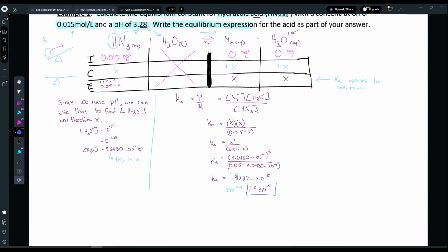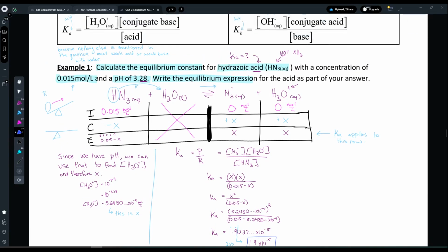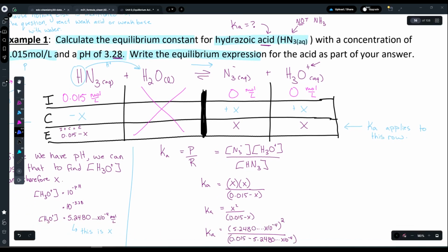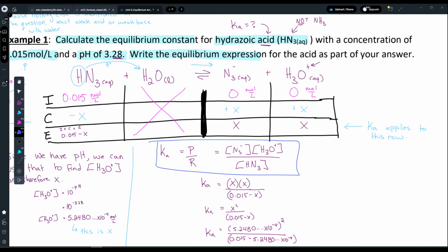All right, and that's that question finished. Just as a reminder, this did have 2 questions in it. So 1, calculate the equilibrium constant, so the Ka for hydrazoic acid, and then 2, write the equilibrium expression. So the equilibrium expression would be right here. You don't have to write the P over R, I just do it as a reminder, but this would be the equilibrium law expression.